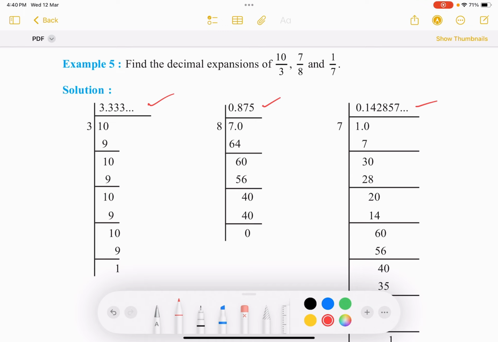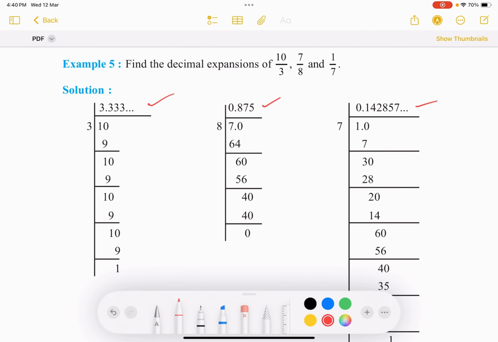Ma'am, 3.33 is recurring and non-terminating, or is it terminating and recurring? 3.33 is terminating or non-terminating, right? No, terminating means stop. Stop. It is non-terminating and recurring.